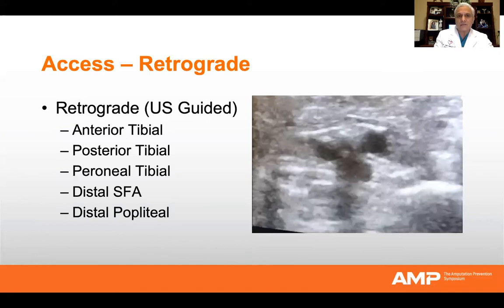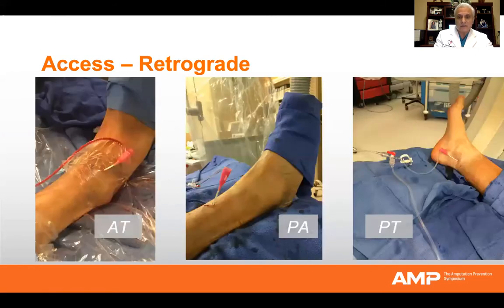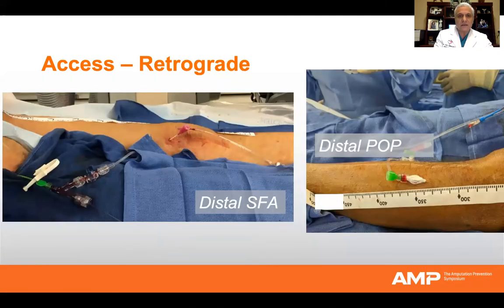Retrograde access: we talked about all the tibial vessels, or distal SFA, distal popliteal. I strongly recommend doing it under ultrasound guidance. There are many, many advantages. There's no radiation related to it. It's real time; you can see where your wire is going. These are some of the examples here. You can see PT, peroneal, and AT access, all connected with tubing so that we have a continuous infusion of a fluid containing heparin and nitroglycerin to prevent spasm or thrombosis.